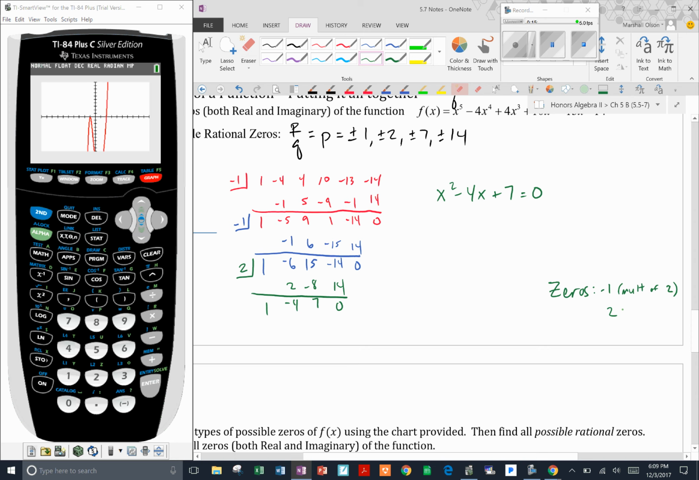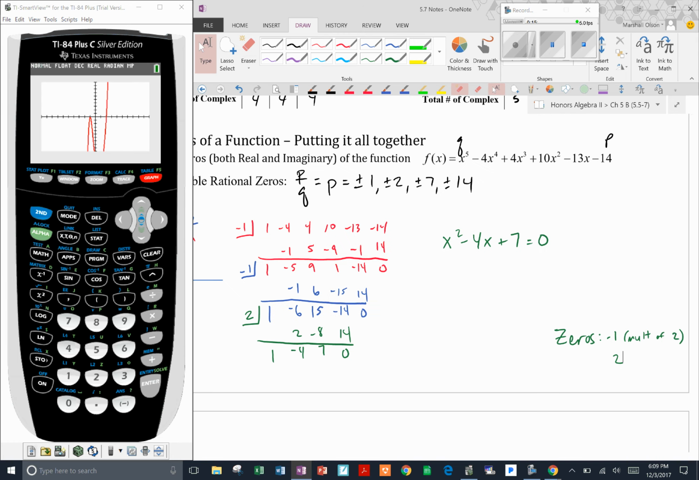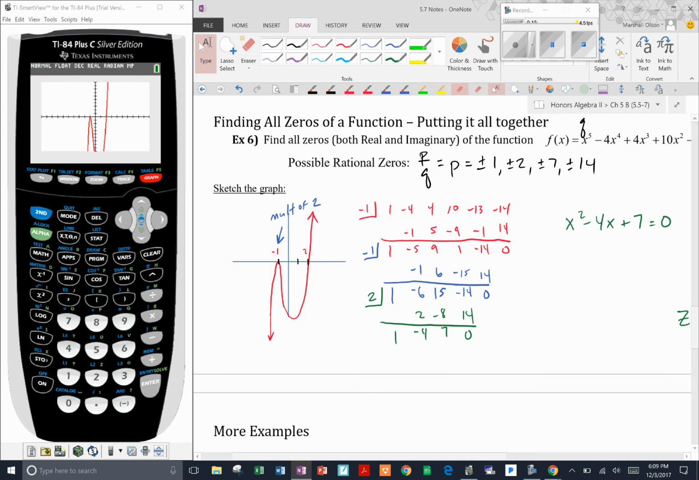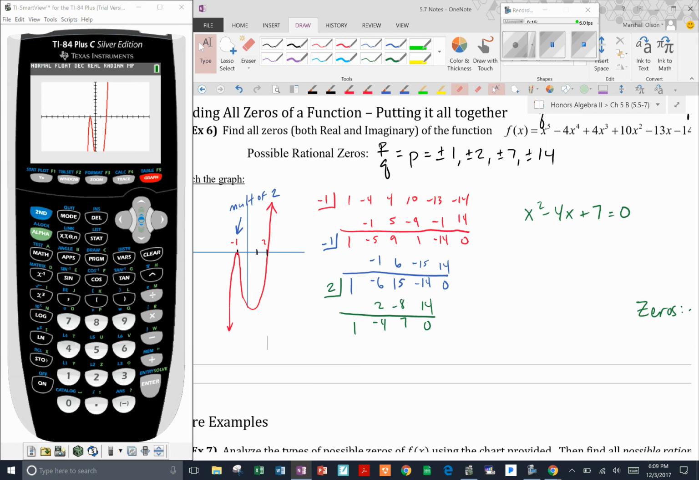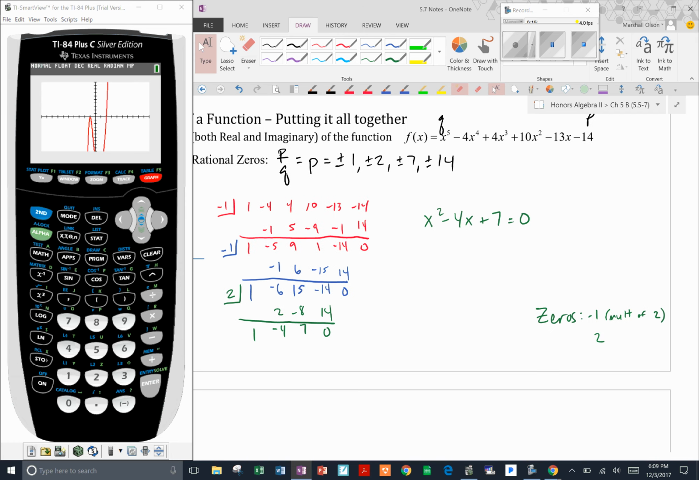And then we're probably going to get 2 imaginary because we don't see it crossing the axis anywhere else, which it couldn't because it's a quintic. Actually, it could be crossing maybe outside of our window, going up and coming back down and going through again, because that would add up to 5 zeros and would follow along with the end behavior that it's supposed to have. But I don't think it does that.